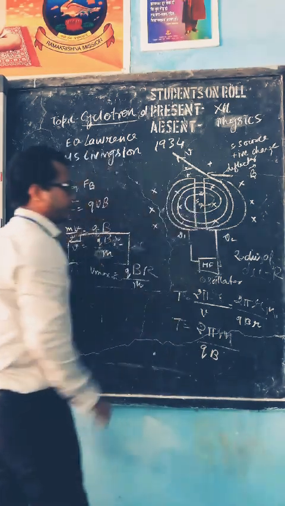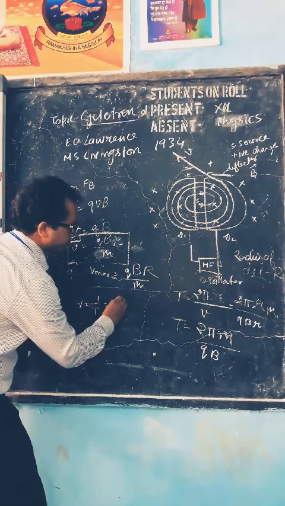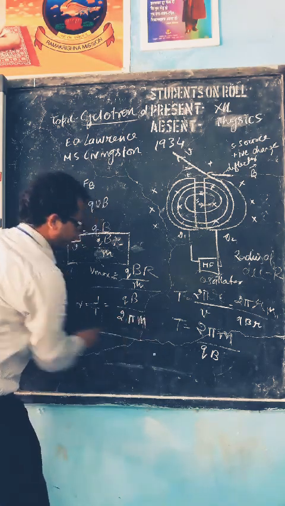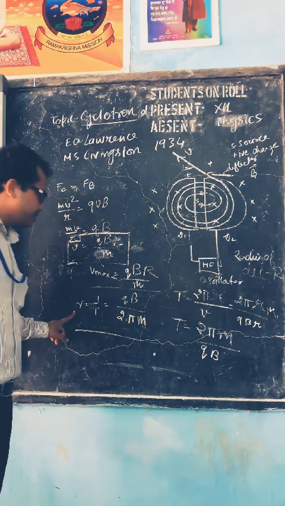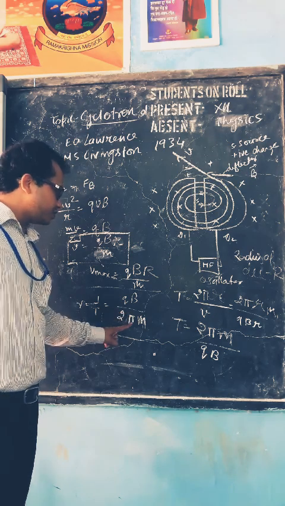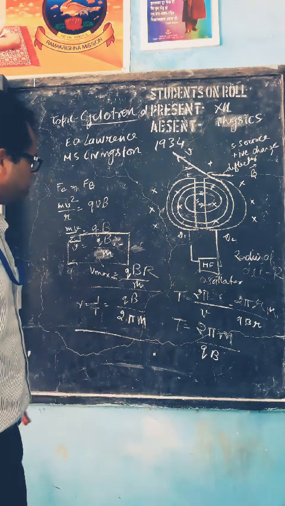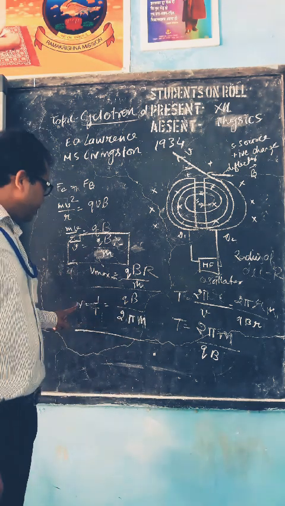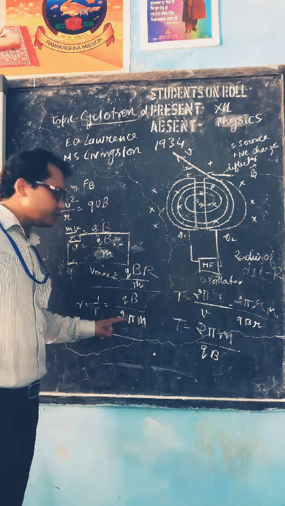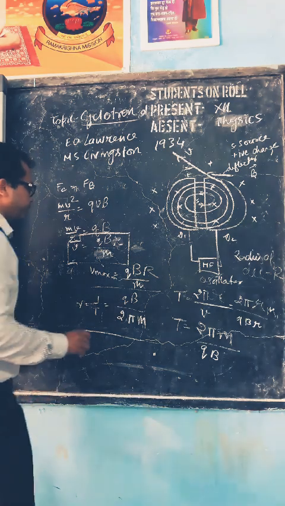So this is the time period, and the inverse of the time period is the frequency. So frequency is equal to 1 upon T, that is equal to qB upon 2 pi m. So the frequency of revolution is given by qB upon 2 pi m. q is the charge, B is the magnetic field, 2 and pi are constants, and m is the mass of the charged particle. See here, it is independent of the velocity and radius, meaning the frequency will remain constant as long as the magnetic field is constant. So the frequency of revolution is independent of the velocity as well as the radius. This is a very important point that you have to note.